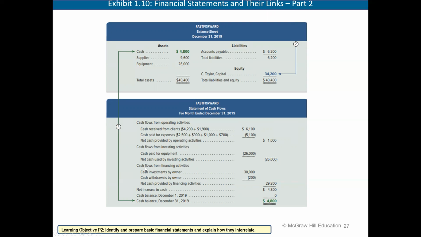And then the third section is cash flows from financing activities. Financing is anything we do to raise money outside of our normal operating. So that usually means borrowing money or receiving money through investments by the owner. Or it could also mean negatives, like paying money out to the owner or paying off that debt. So here we can see this business had cash investments by the owner minus cash withdrawals, which gave us net cash provided by the financing activities of 29,800.